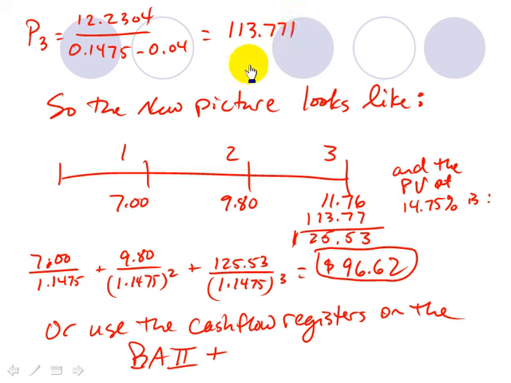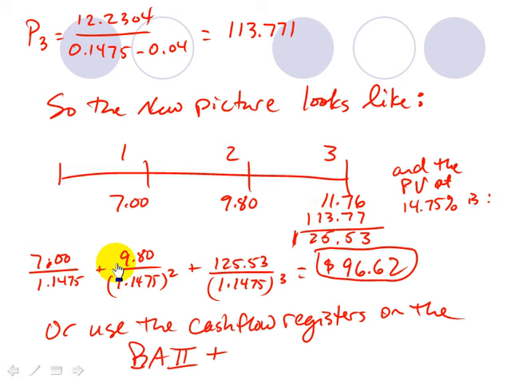So now we have a real simple little picture. We've got $7, 9.80, and then a total of 125.53 in year 3. The 125.53 comes from the dividend that you get, plus the present value of the dividend in year 4 and all of the dividends after year 4 as well.